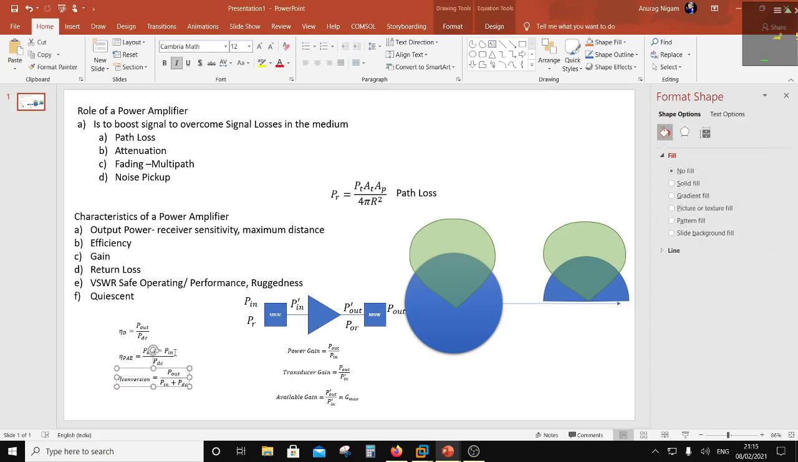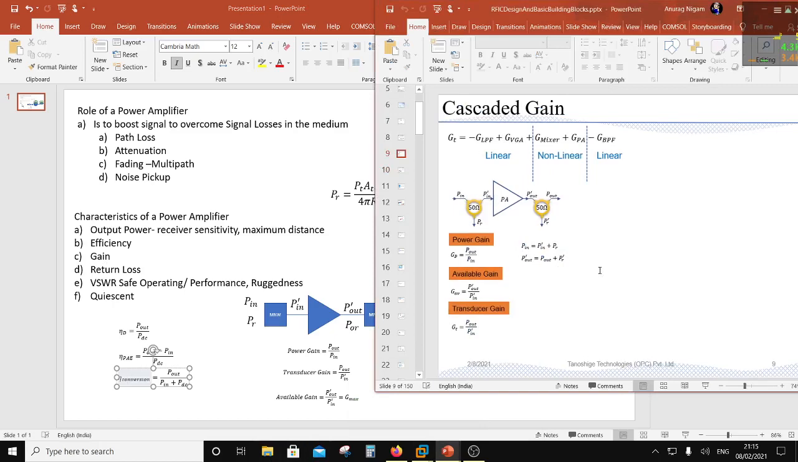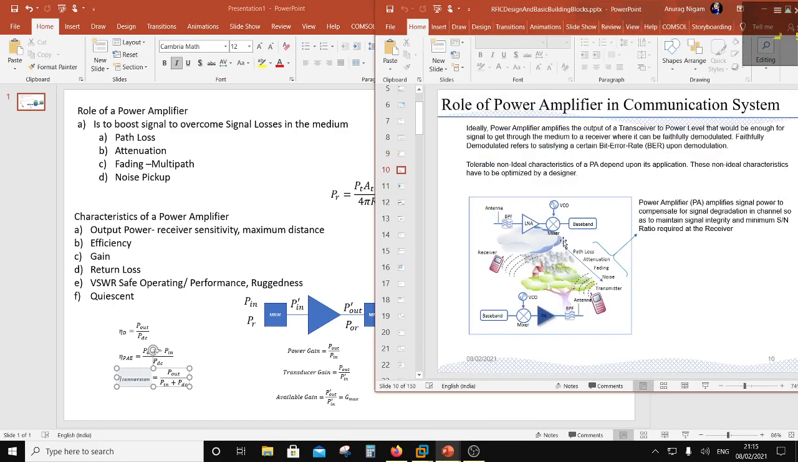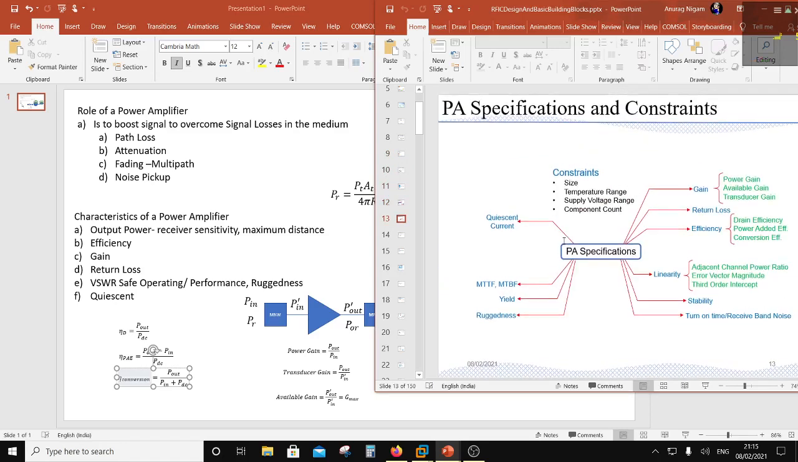Usually in a PA we are dealing with power gain and power added efficiency, right? These are important, and when the gain becomes very large, these three efficiencies come closer. So this is about efficiency. Return loss, I'm going to show you another slide on return loss. So let's go ahead and show you that. This is about the power gain, and let's look at return loss.